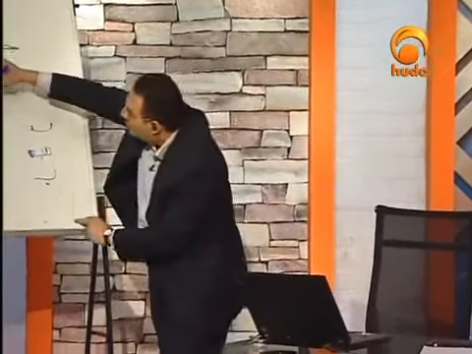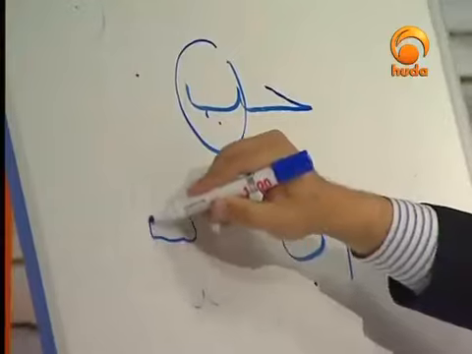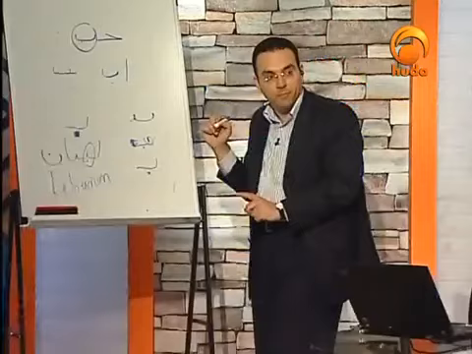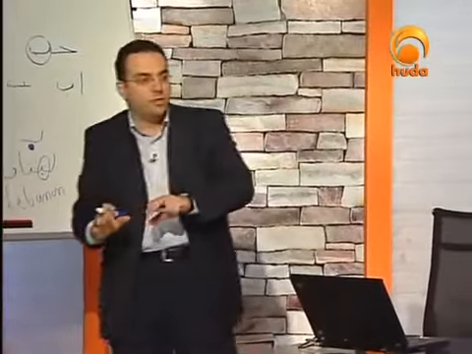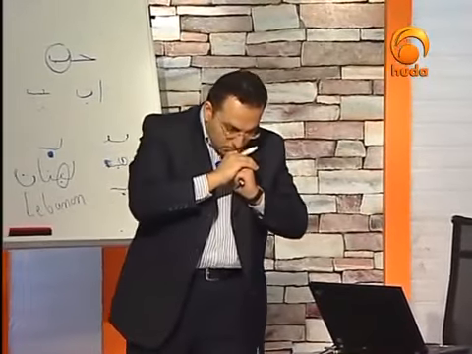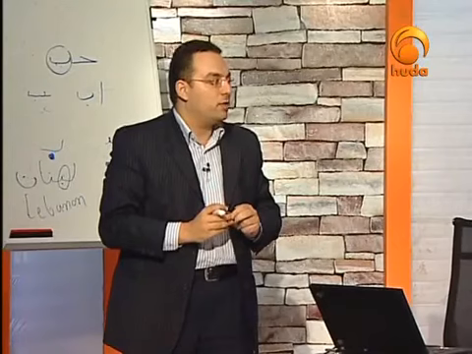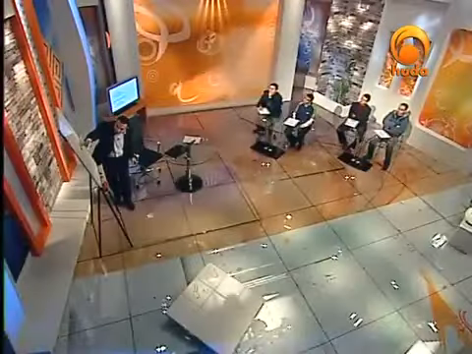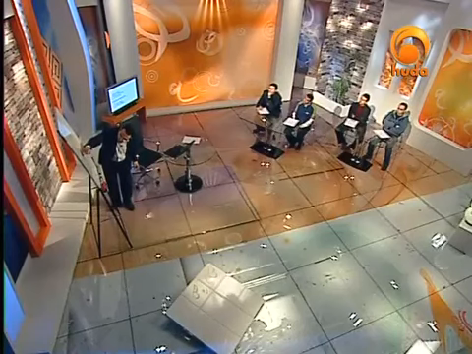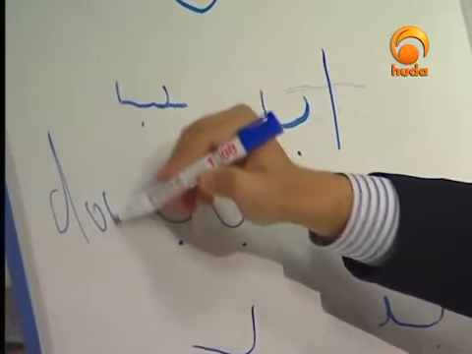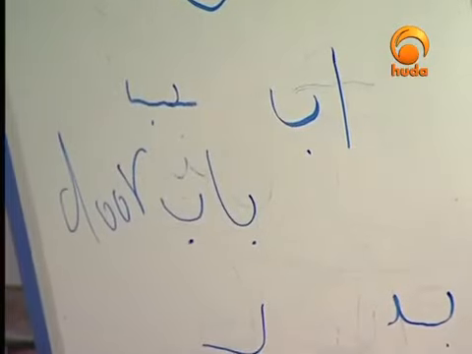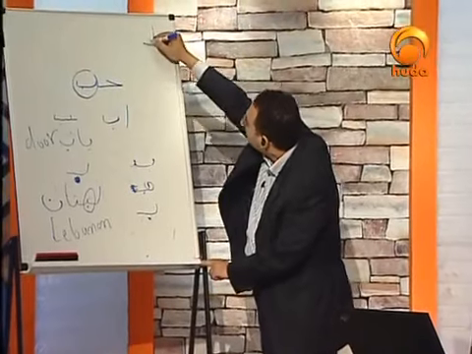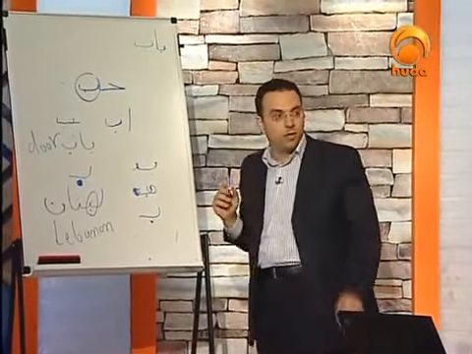Can you see that? So when you write that here, you also make connection with the previous one. But how about when it comes in the final position as a disconnected alphabet? Like, for example, bab, which means door. Can you see that? Okay, let me just repeat it again.